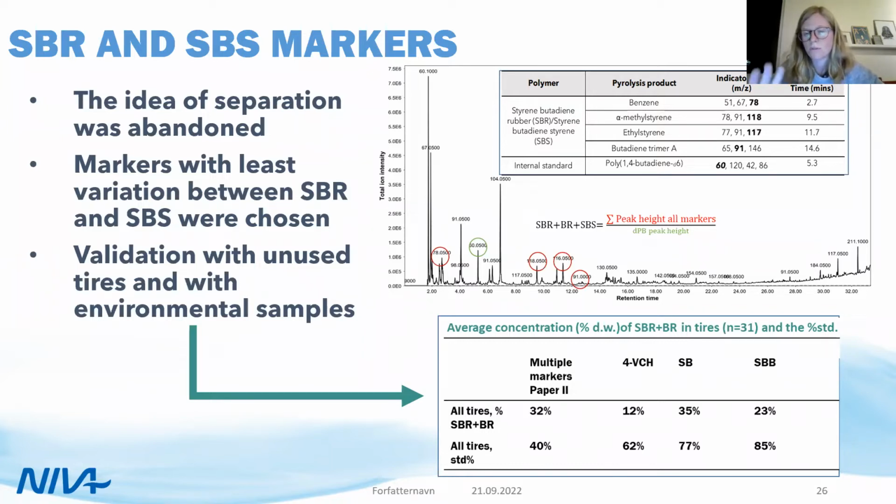We tested the performance of these markers compared to using 4-vinylcyclohexene, which is presented as the marker in several other studies, including the ISO studies. We also compared them to the markers SB and SBB, which have also been tried by different studies. And we found that the markers that we chose gave a lower standard deviation in our reference tires compared to the other methods. So at least for the Norwegian tires, this method seemed to give us a better result. So we went with this one.